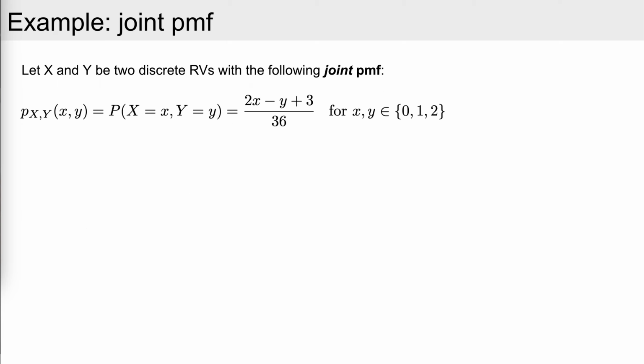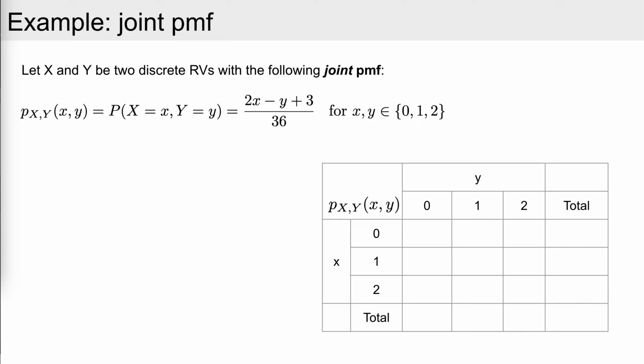Consider an example. Let two discrete random variables X and Y have the following joint PMF. P of x, y equals 2x minus y plus 3, all divided by 36, where x and y must both be either 0, 1, or 2. Thus, we can use this formula to fill in a probability table for the possible joint outcomes of X and Y.